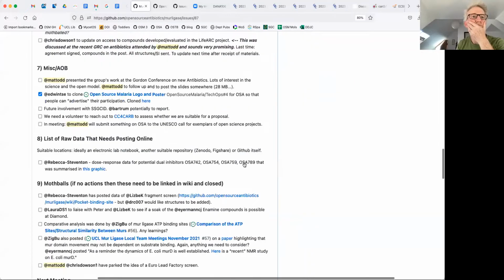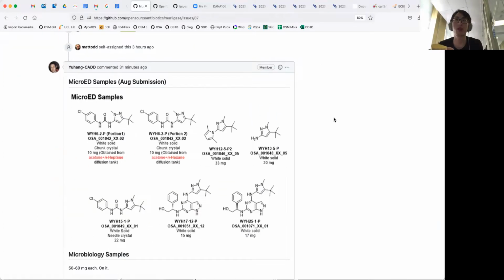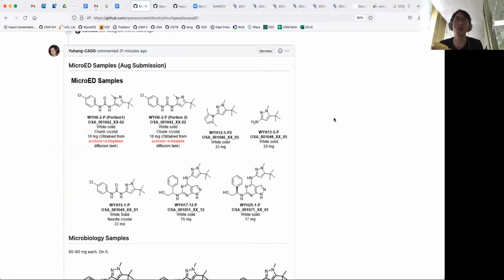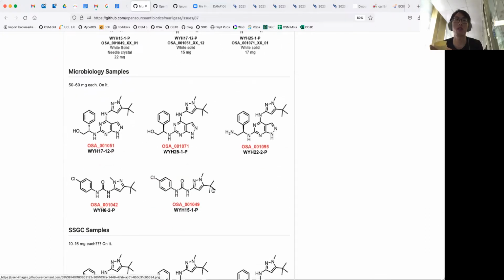Yes, sure. So for the compounds I made and have been updated below, and I can share. Sorry, I've managed to send the micro ED samples because they require way less than the microbiology sample. I checked last week with Laura, and she told me that for microbiology, for these 5 samples, they are going to require like 50 to 60 milligrams each.